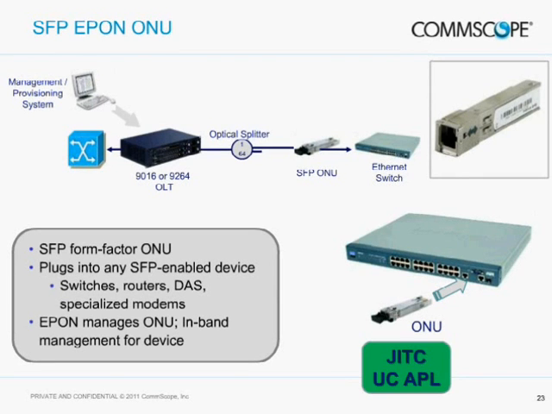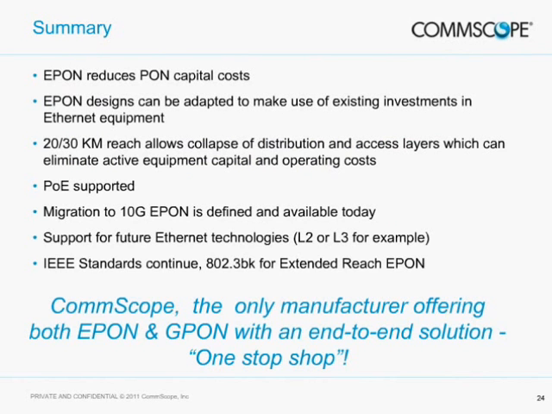So in summary, we feel that EPON really reduces enterprise network cost, but definitely PON capital cost, because of that SFP ONU, we have a lot more flexibility. Now, if we use EPON, which is Ethernet, we can make use of existing investments of network equipment. With a 20 to 30 kilometer reach, we allow a lot more flexibility in where we can collapse that traditional network design and get rid of those pieces of active equipment, again saving money, saving energy.